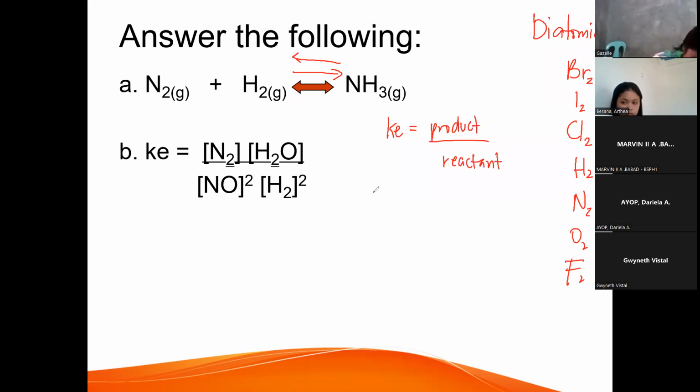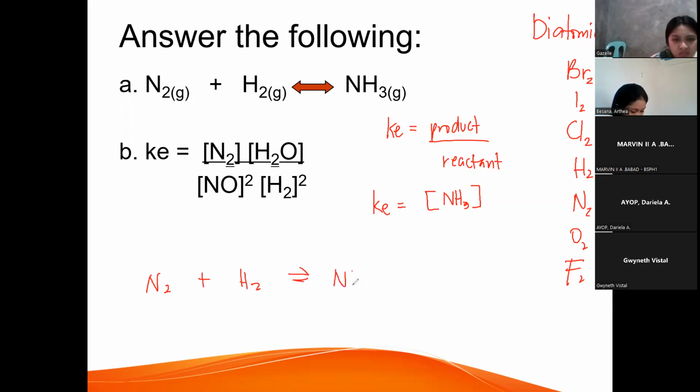So kung isusulat natin siya class, this will become Ke, ano yung product natin? Ammonia. Ilalagay natin sa loob si ammonia. Ay, is this a balanced chemical reaction? That's my first question pala. Kasi hindi tayo makaka-compute ng correct chemical equilibrium constant if this is not a balanced equation. Balance ba? Sulat ko siya sa baba. N2 plus H2 equals NH3.